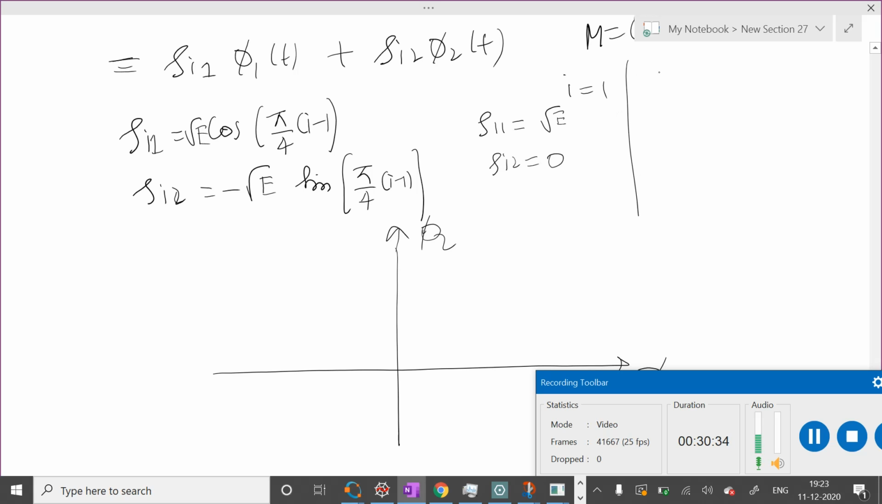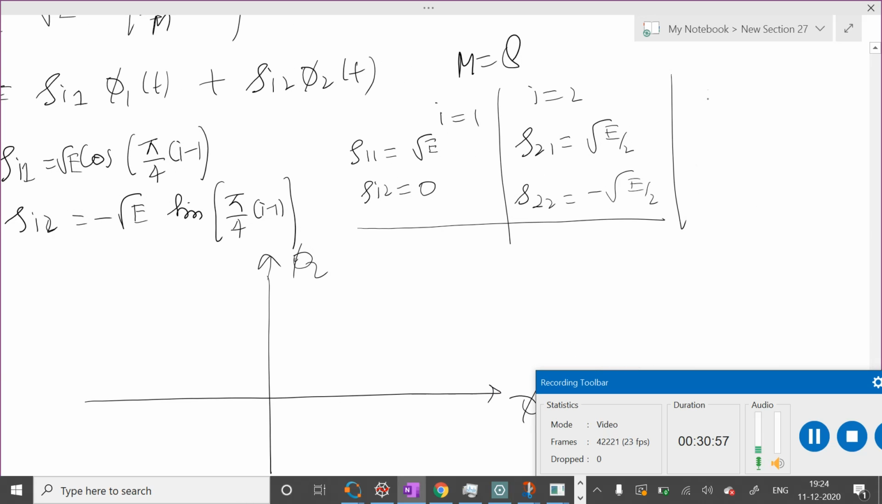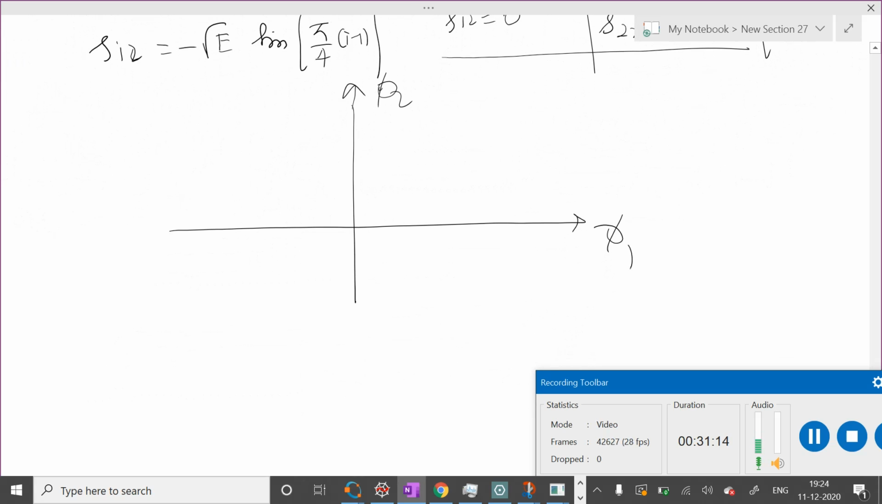Similarly, you put i equal to 2, so s_21 becomes cos of pi/4, so root E by root 2, and s_22 becomes sin of pi/4, so minus root E by root 2. Similarly for i equal to 3, s_31 becomes cos of pi/2, which is 0, and s_32 becomes sin of pi/2, which is 1, so it is minus root E. Like that you will get several coordinates.